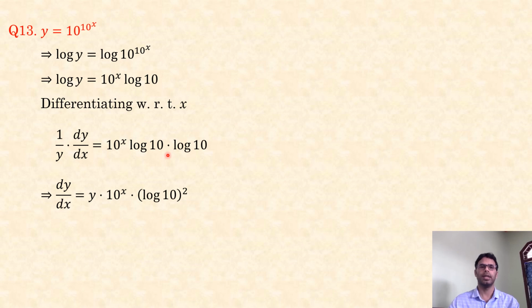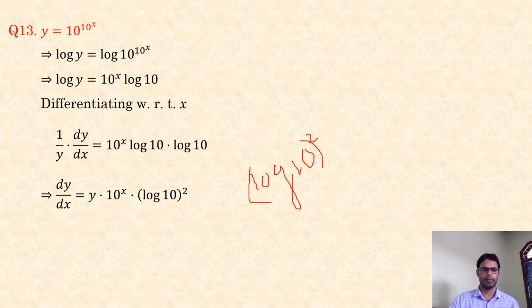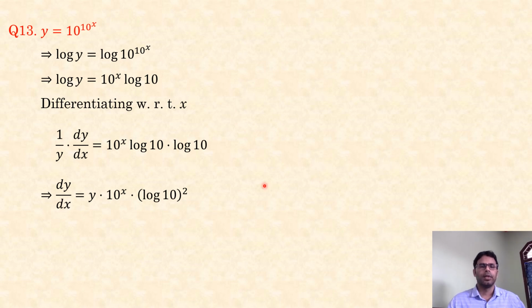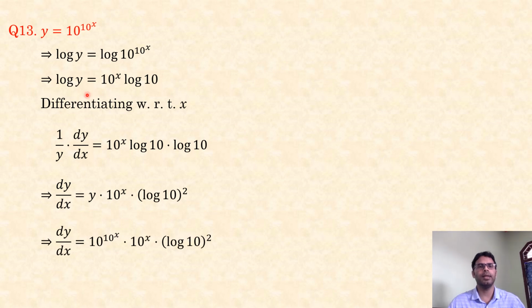Do not write log 10 square. Do not write like this, log of 10 square, that is wrong. If you write like this, it is wrong. You should give this bracket, it is compulsory. So putting the value of y, that is the answer. The y value is 10 to the power x here. This is remaining same and this is whole square. So very simple actually.